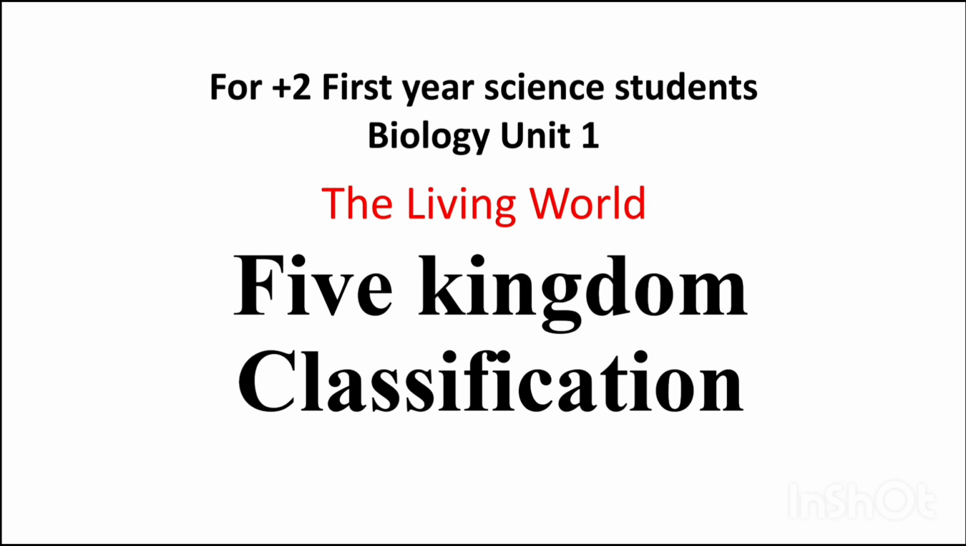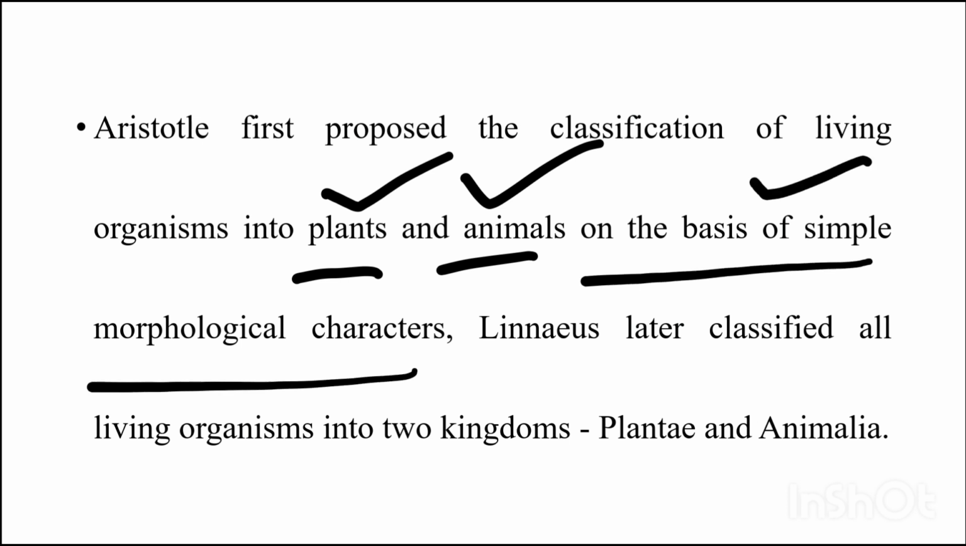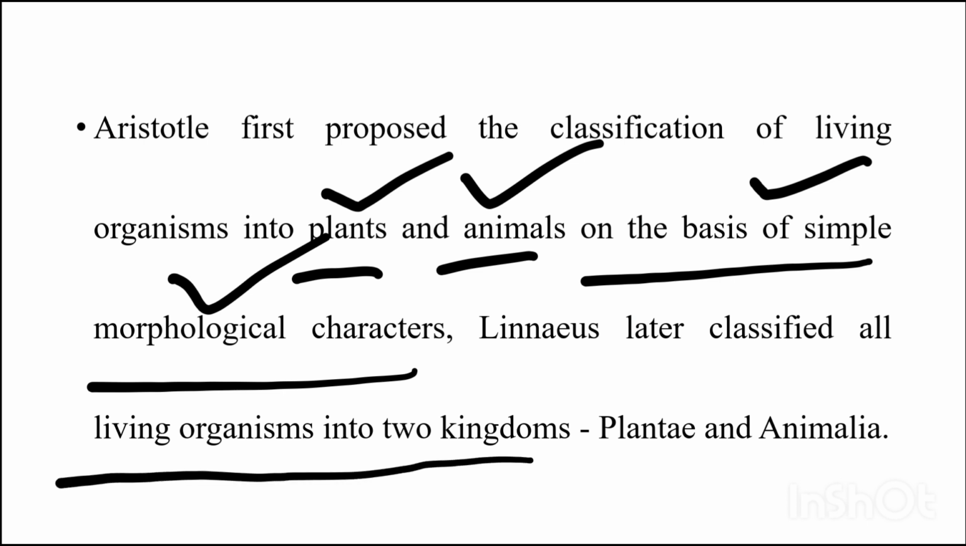Before going to the main topic, at first, two kingdom classification, which is just the introduction to five kingdom classification. Previously Aristotle tried to classify the whole living world into two categories: one is plants and the second one is animals. And what is the basis of his classification system? He classified the living organisms into two groups, plant and animal, on the basis of simple morphological characters. Then Linnaeus classified all the living organisms into plantae and animalia systematically.